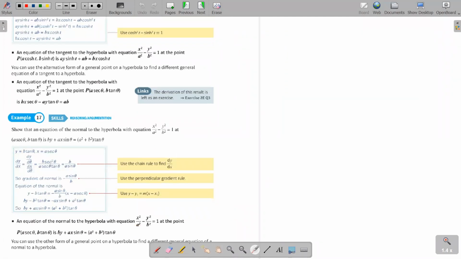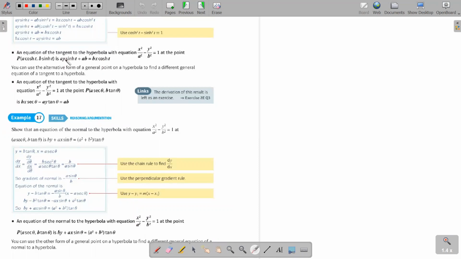So let's write down the equation of the tangent to the hyperbola with the equation x square over a square minus y square over b square equals 1 at the point P, which is (a cos t, b sin t). Okay, so let's get started with this one.